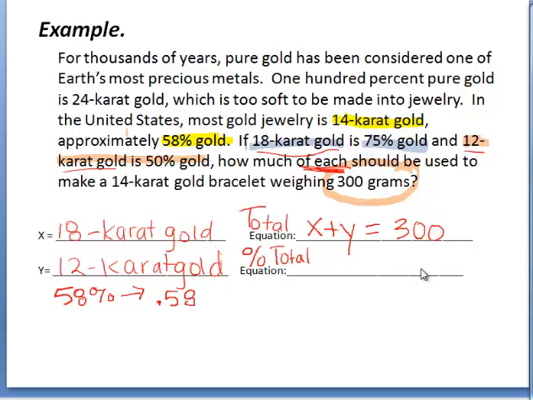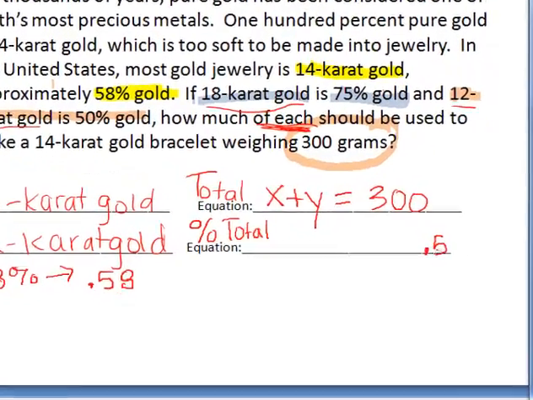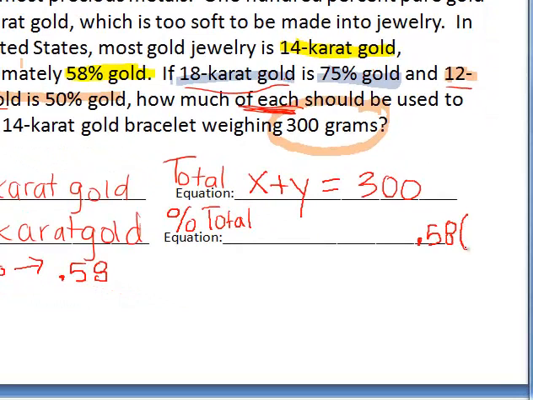So this percentage, 0.58, is going to go with the total because I'm going to have 58% of my total, which was the 14 karat gold, which was the 300. So I'm going to take 0.58 and multiply it times my total weight value, which was 300. Now that's going to be what this second equation is equal to.